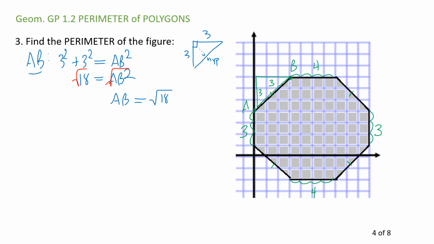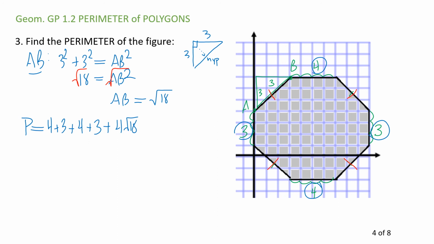When you do that on your calculator, it's actually going to come to 3 times the square root of 2. I don't want to do that just yet. You can get a decimal approximation if you want, but I'm going to go straight to the perimeter. And I know the perimeter's got 4, 3, 4, 3. 4 plus 3, 4 plus 3. And then it's got 4 of these square roots of 18. So instead of adding those all in, I'm just going to say plus 4 square roots of 18.